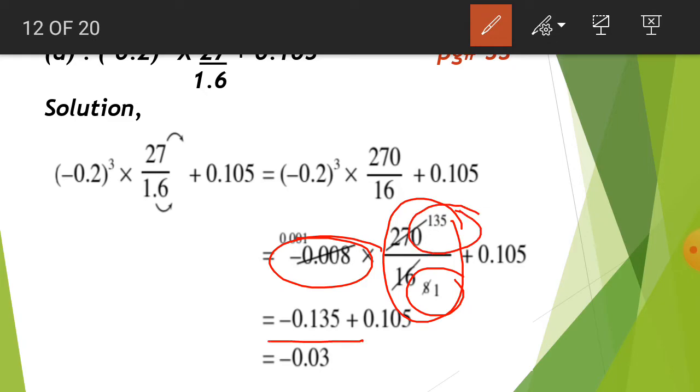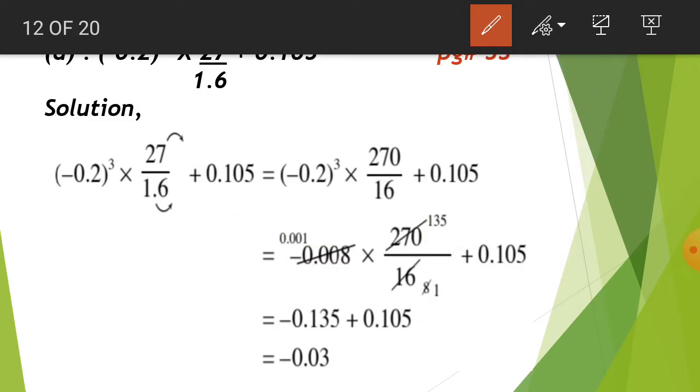It will be 0.035, and we are having 0.105 over here. We are going to minus these both numbers. We will get the answer minus 0.03. Got it? Good.